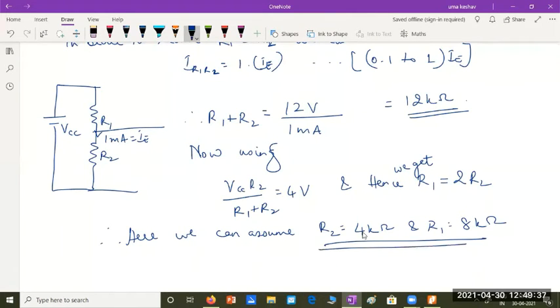So what are we doing here? We are trying to reduce the values of R1 and R2 by making a larger current flow through this potential divider network. So when we make the larger current flow, the total value of R1 plus R2 reduces. The relationship between R1 and R2 remains the same. Using this equation, we had found the relationship. After substituting VCC as 12 volts, we said R1 should be approximately twice R2. Now you can assume one resistor R2 as 4K, the other would become 8K.